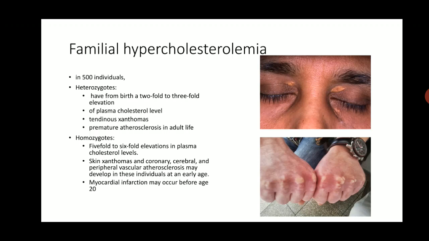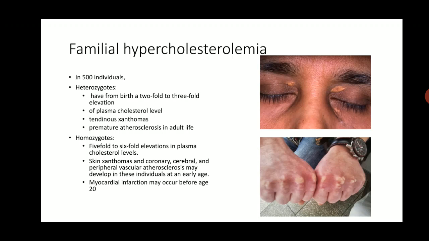The heterozygous person has a 2-fold to 3-fold elevation of cholesterol level in their plasma. Patients develop lesions known as xanthomas and develop premature atherosclerosis. Xanthomas are nothing but collections of cholesterol containing histiocytes under the skin, forming yellowish nodules. As shown in the picture, xanthelasma commonly forms in and around the eye, and over tendons it is known as tendinous xanthomas.